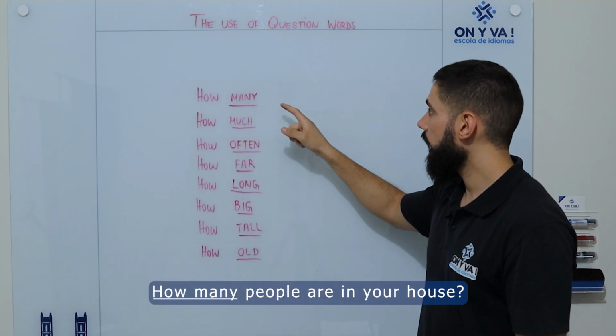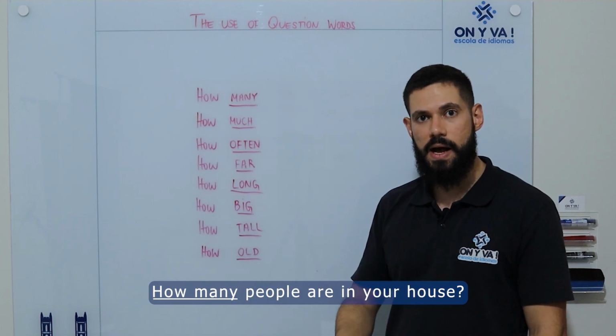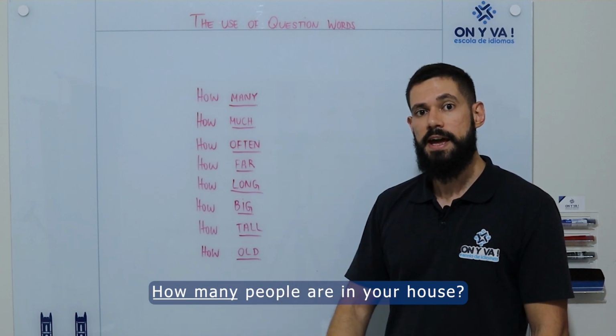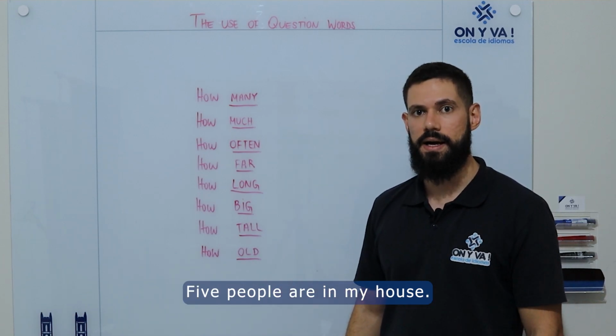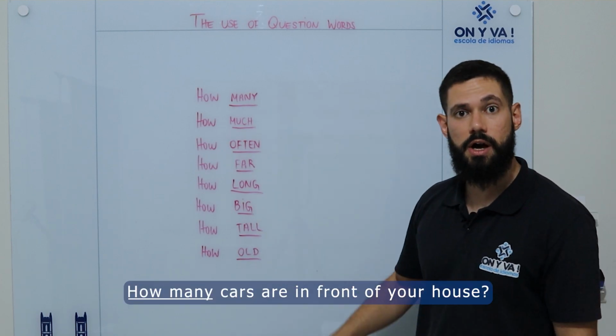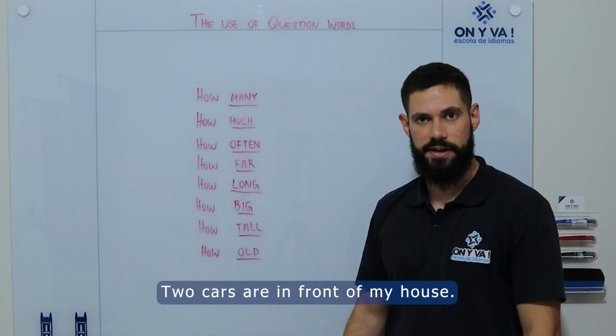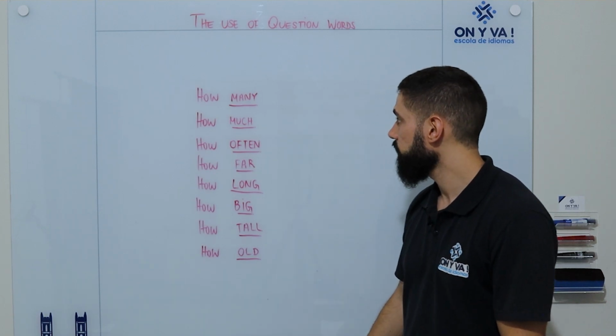Examples. How many people are in your house? 5 people are in my house. Or how many cars are in front of your house? 2 cars are in front of my house.